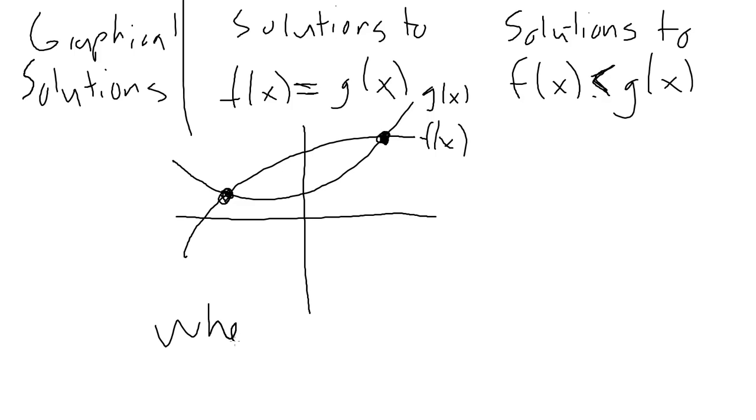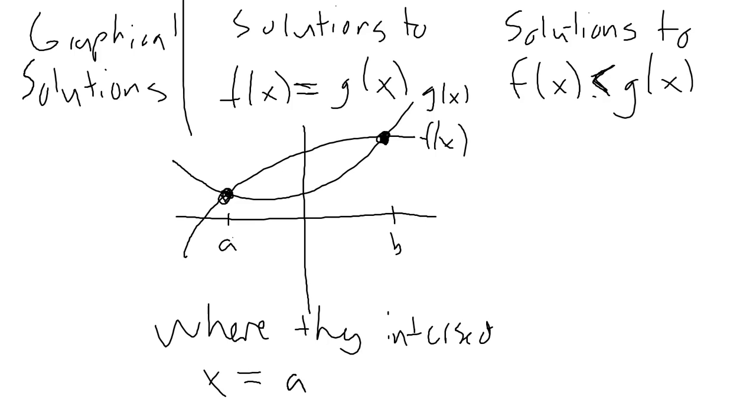So where they intersect. And if this was a and this is b, then the solution is x equals a and b. They could intersect in more places, but this is just in general two functions that intersect in two places. They could intersect 0 places, 1 place, or any number of places, but what's important is that the solution to a function equaling another is where they intersect.